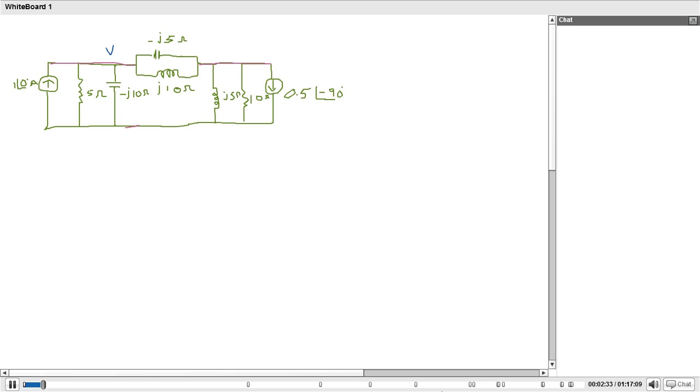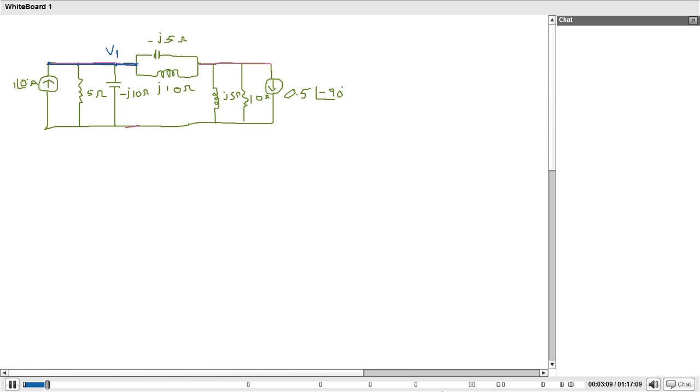A node is nothing but the junction, the meeting point of one or more elements. So here the minus J10 ohm is a meeting point, the 5 ohm is a meeting point, the current source is a meeting point, and this parallel branch is a meeting point. But in between all these there is no element, right? So all these branches are connected to the same node, having the same potential.